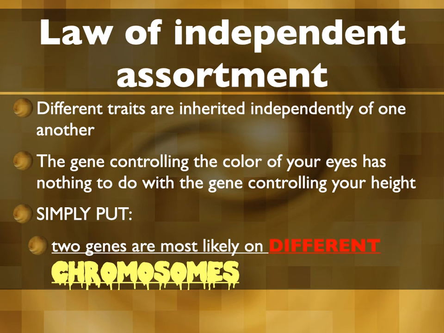There is another law you'll need to understand. That's the law of independent assortment. And this says that different traits are inherited independently of one another. The gene controlling the color of your eyes has little or nothing to do with the gene controlling your height. Simply put, 2 different genes are most likely found on different chromosomes.